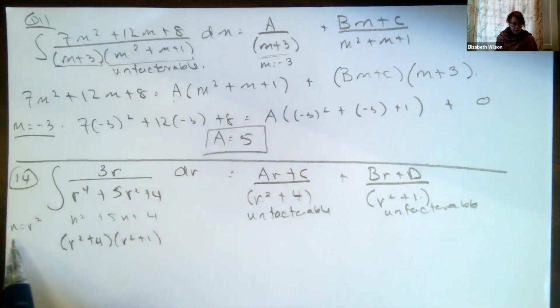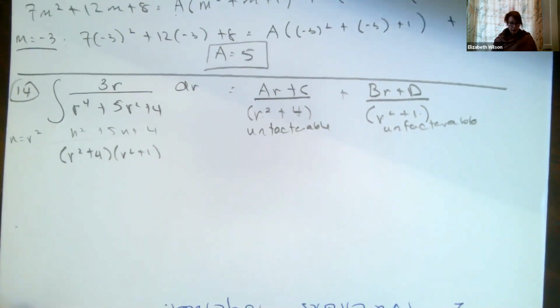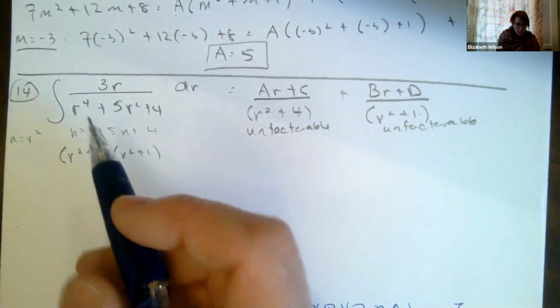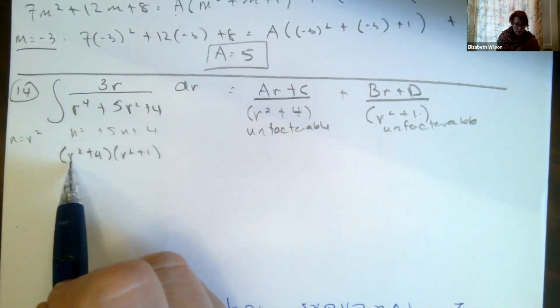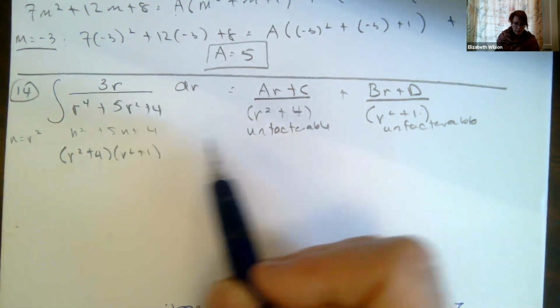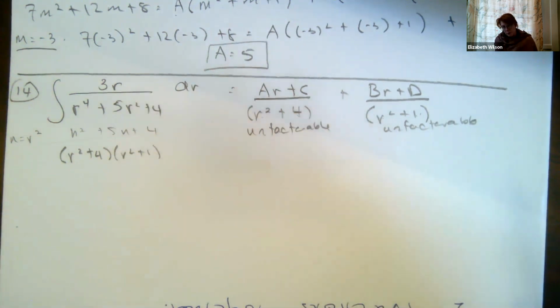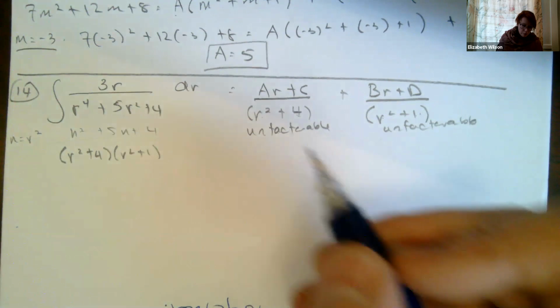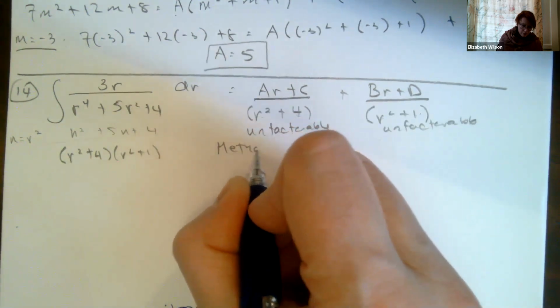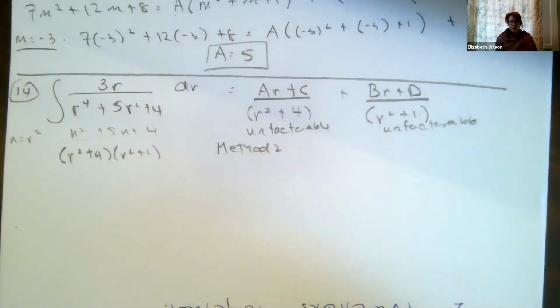You can factor it like this using a substitution like we did in, I don't know, algebra 2 or pre-calc, depending on when you covered it in high school, or you can just factor it out like this. So I get R squared plus 4 times R squared plus 1, and then I have two unfactorable quadratics, and now I must use method 2 for both, right? For all of these. So I'm basically going to get 4 equations and 4 unknowns.